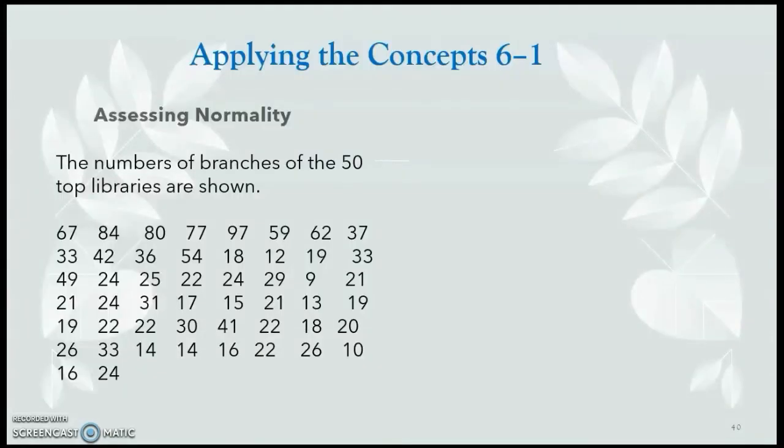For applying the concept, I will assess the normality of this data. The given data, the numbers of branches of the 50 top libraries, are shown. First, we need to put all this data in Microsoft Excel.